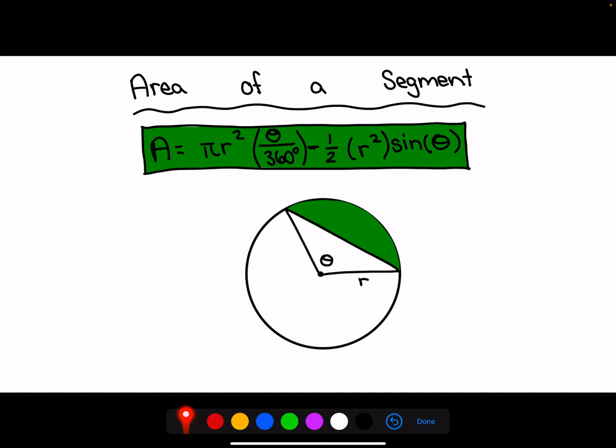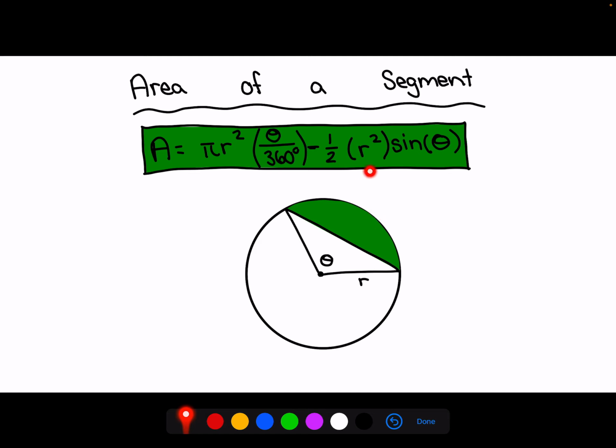Now, if I want to find the area of a segment, again, that's just the shaded region here. So we notice that it's the area of a sector minus this triangle on the inside. Now, if we look at our formula, the first part of our formula is also the area of a sector of a circle. Again, that's this full sector that we just saw on the last problem.